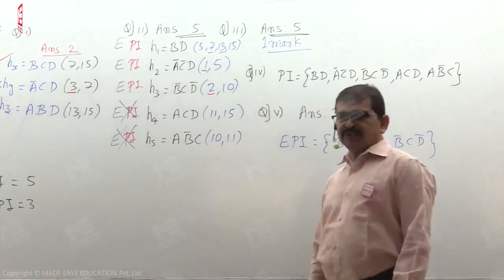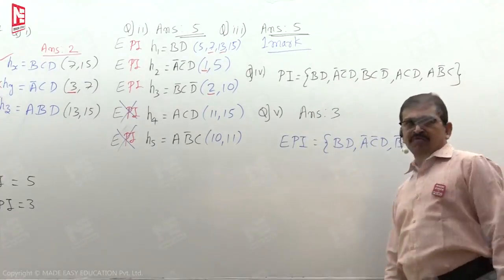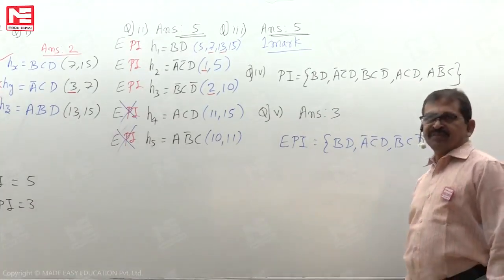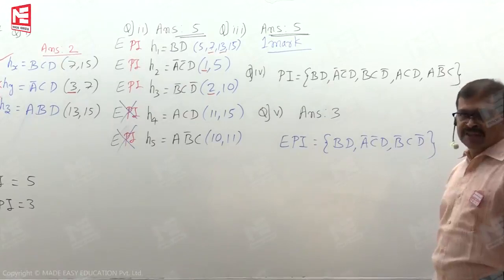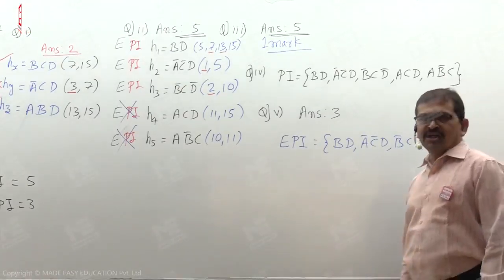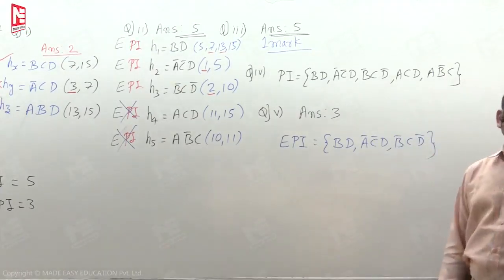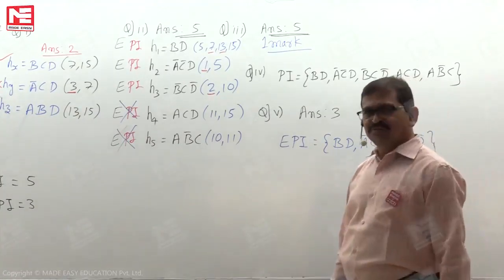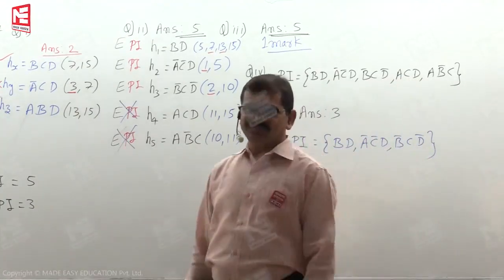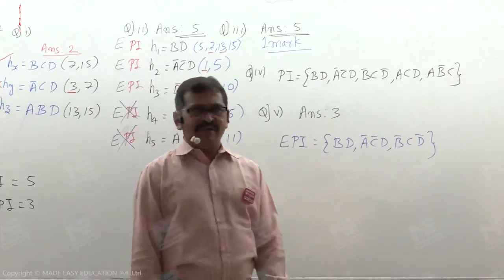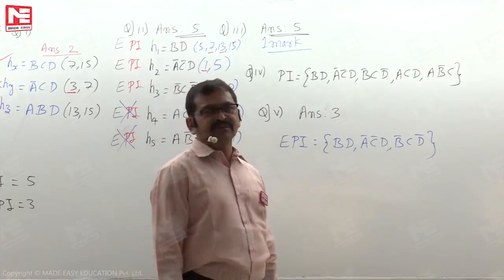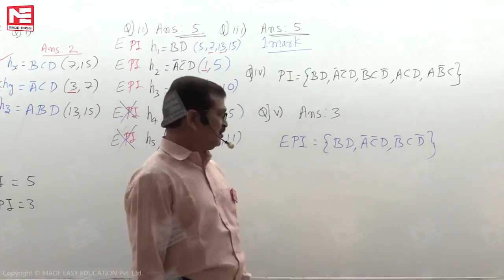Essential prime implicants must be present in all possible minimal expressions. Note this down. Why is it so? Let me talk about it a little later. But try to accept the statement for now: essential prime implicants must be present in all possible minimal expressions.